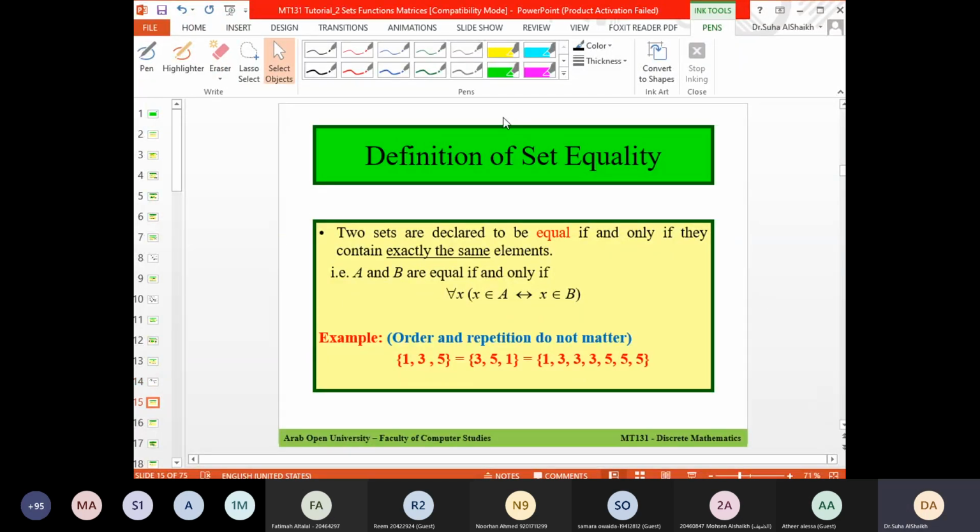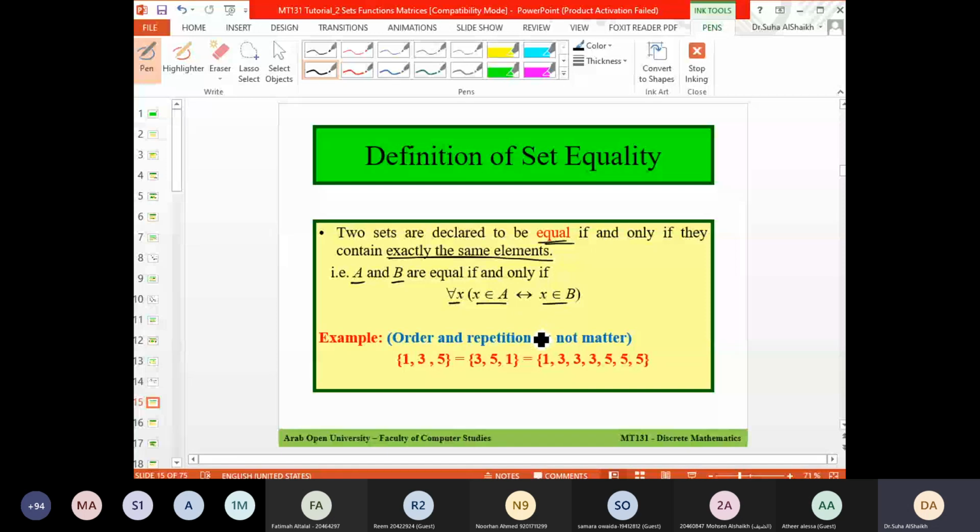Now, definition of set equality means when we have sets that are equal to each other. Two sets are said to be equal if they contain exactly the same elements. They are of the same size. They contain the same elements. So using the logical expression, we say that two sets A and B are equal if for all x's, if x is in A then x is in B, and if x is in B then x is in A. So we write it as if and only if.